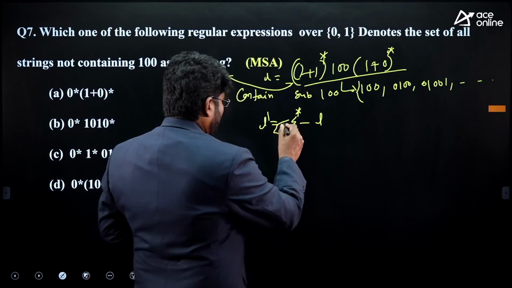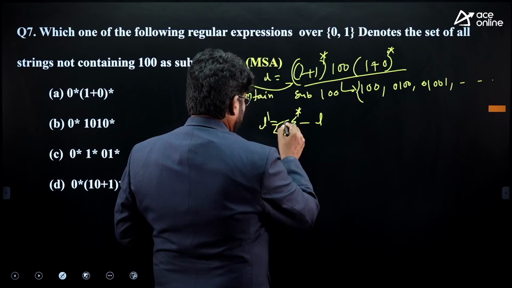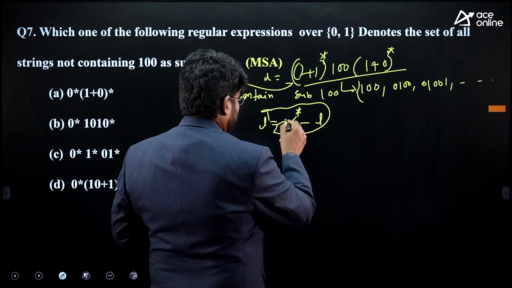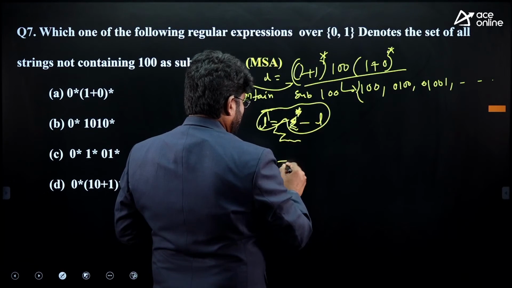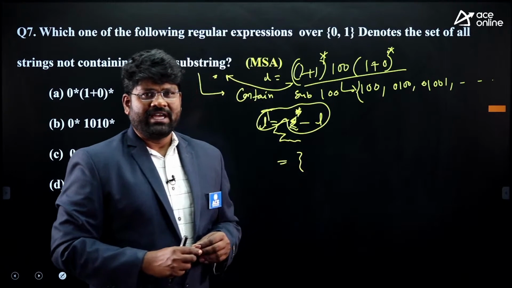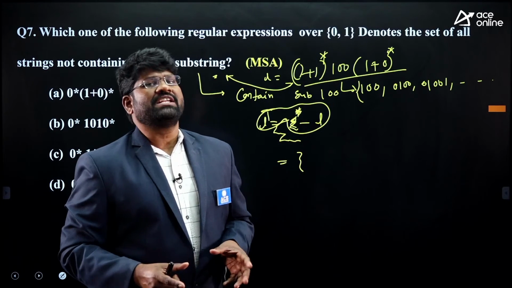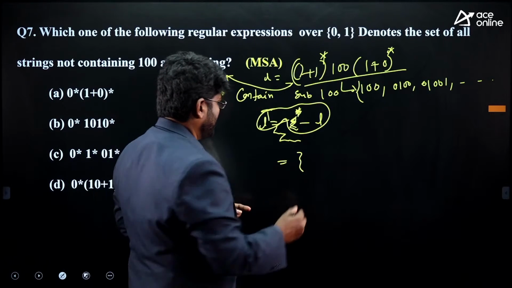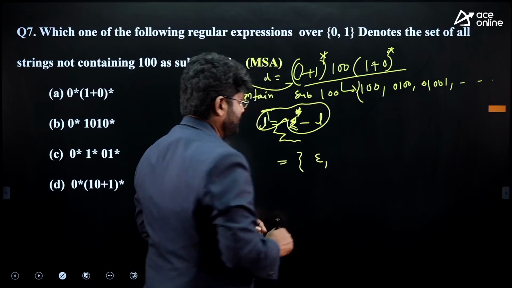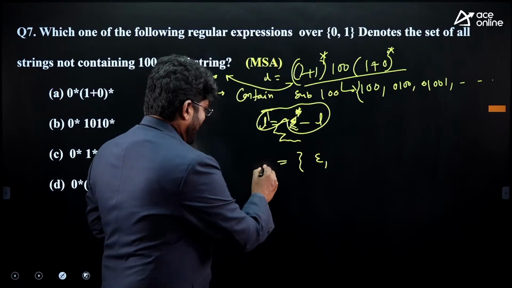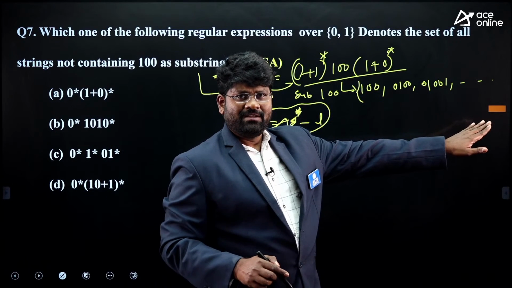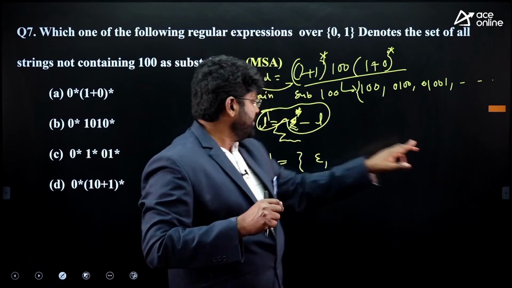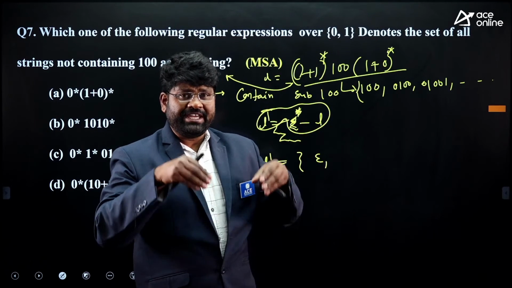Now we have to find out what the members of the language L dash are. L dash is nothing but sigma star minus L. In sigma star you have every string because it is the universal set. What is the first member? It will give you epsilon. So my L dash's first member is epsilon. Whatever is not in L, all the members you have in sigma star must be included here.